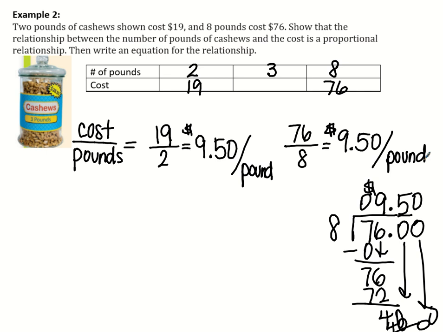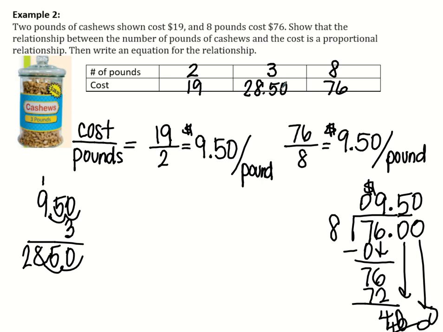Now if you're looking at 3 pounds, if I know my ratio is $9.50, I could do $9.50 times 3 to find the cost for 3 pounds. I get 15, that's 28, move my decimal 2 times, and I get $28.50. So 3 pounds would be $28.50. Now we found, and it says show that the relationship between them is the same. So we just showed that it's constant.